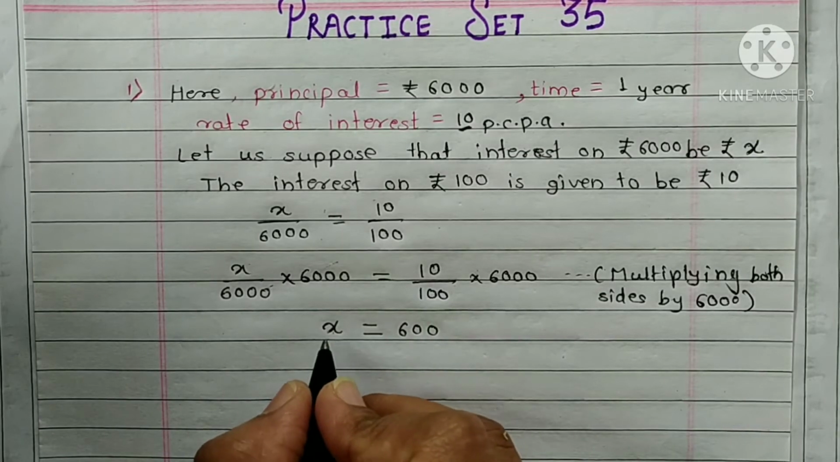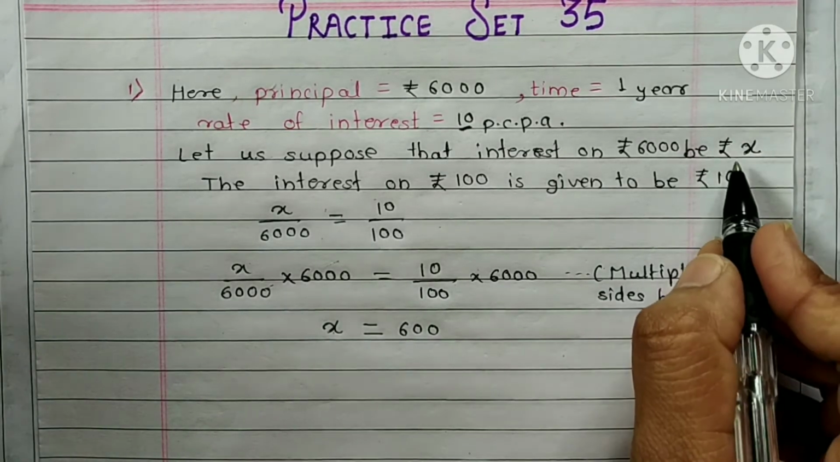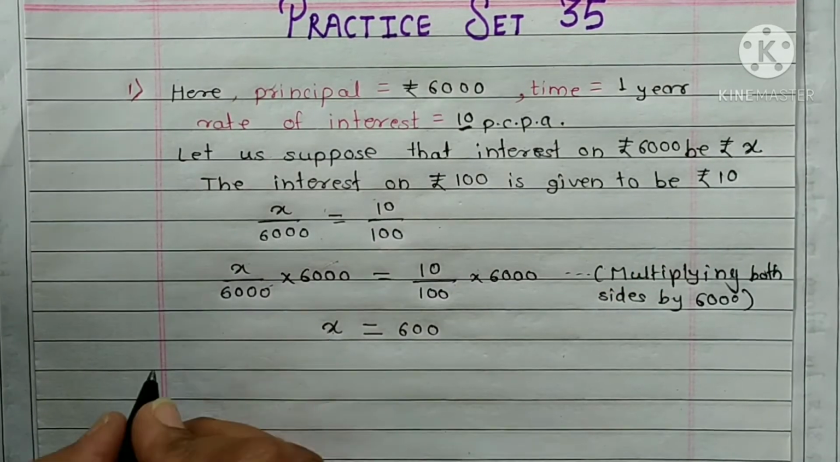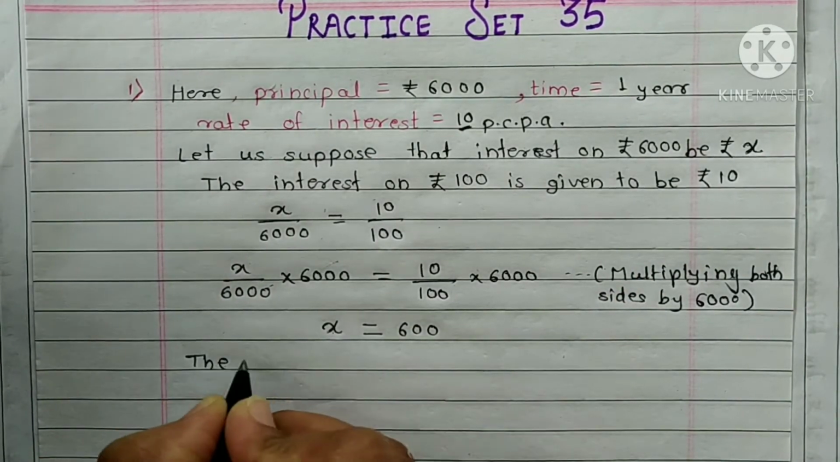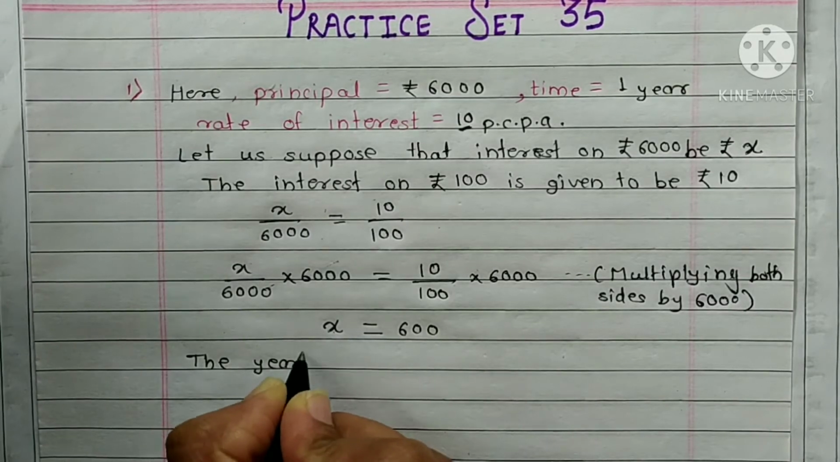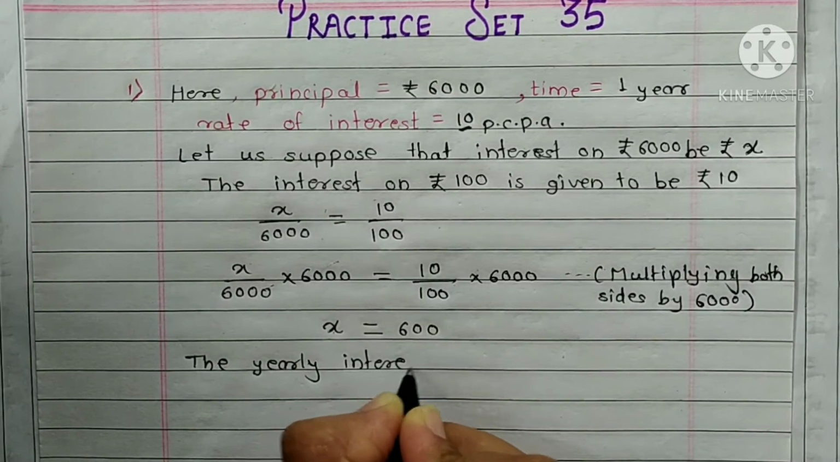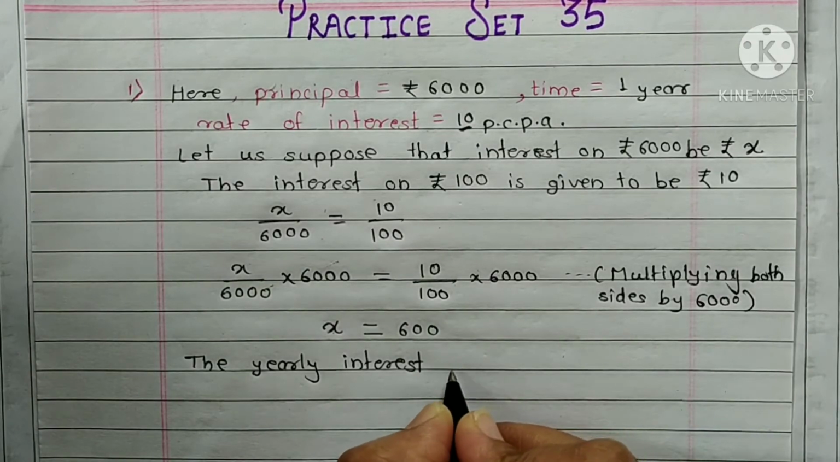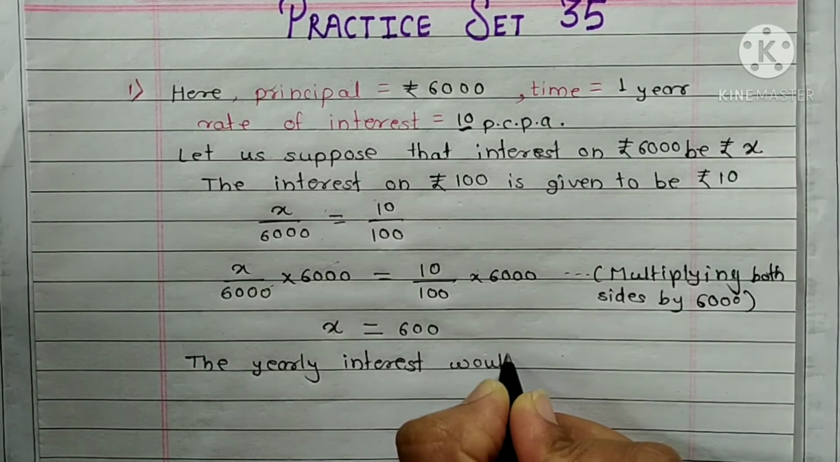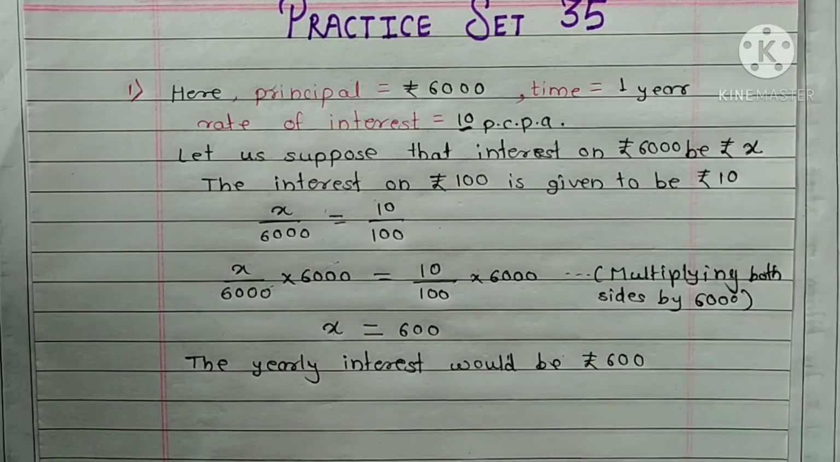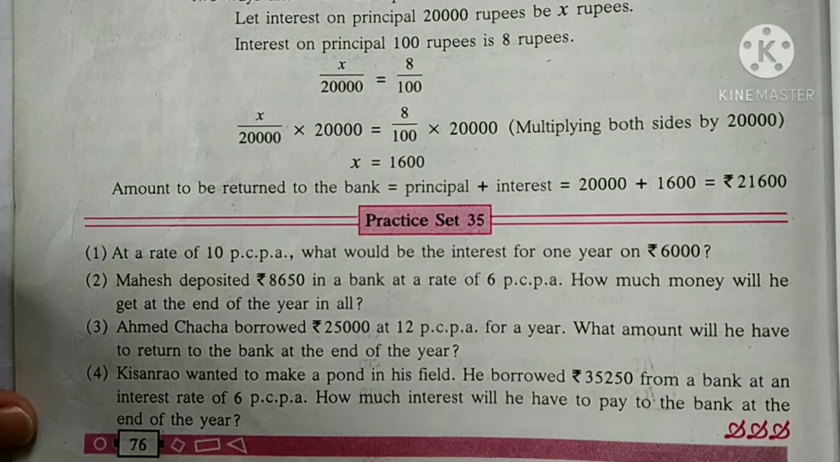That means x is the interest on rupees 6000. So the yearly interest would be rupees 600. Now see the next example.